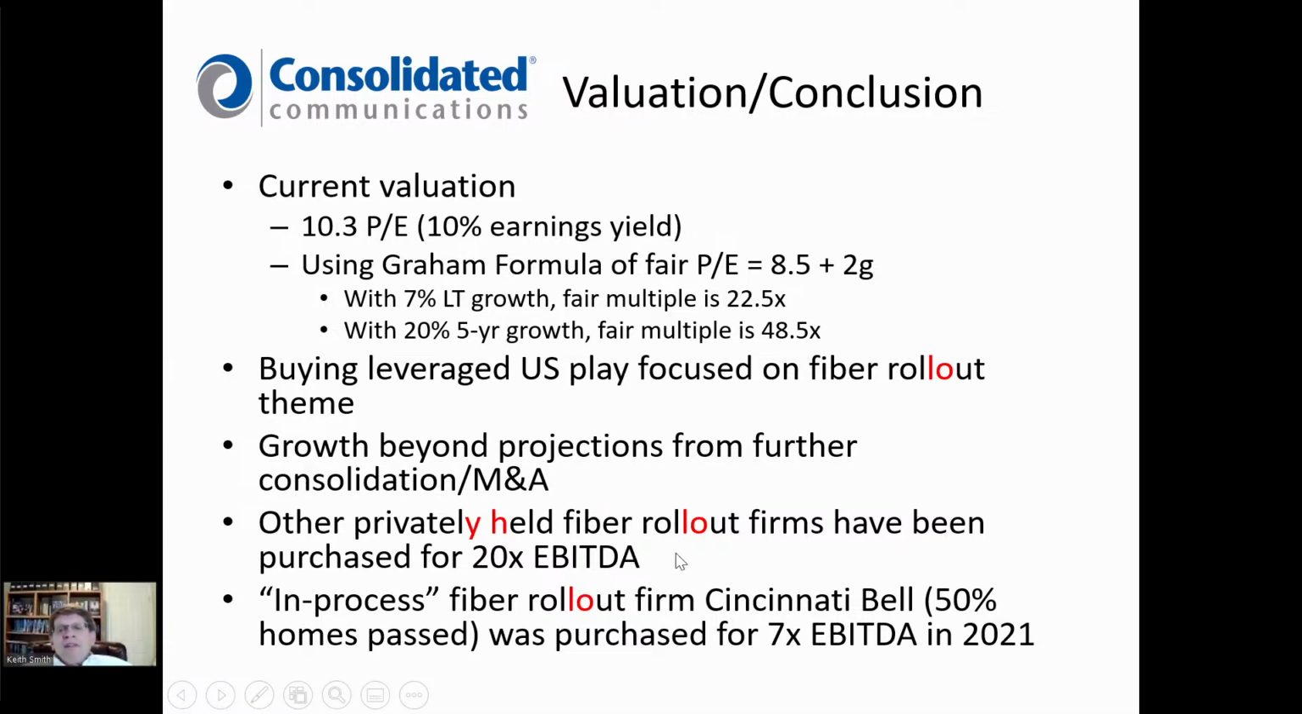There's other privately held firms, sort of another data point here, being valued at 20 times EBITDA just because of the ability to roll these things up and what they're going for in the marketplace. Cincinnati Bell, which is an in-process fiber rollout company, was purchased for 7 times. Brookfield came in and gave them an offer, and then they were outbid by McArray. And I think it's the same playbook there.